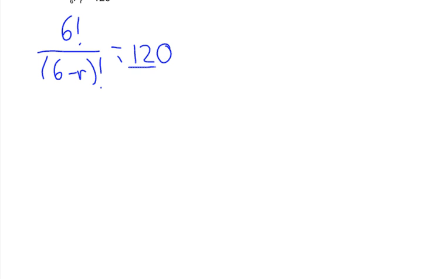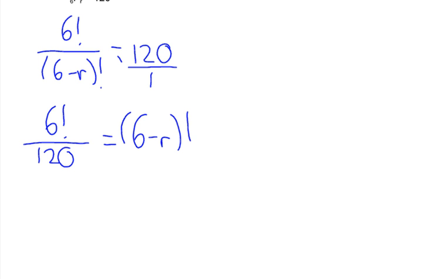I can cross multiply. So you can think of 120 as 120 over 1, and you can flip those. Does everyone understand how I got from this to this? Yeah. So we can multiply both sides by this value, 6 minus r factorial, and then we're going to divide both sides by 120, which brings it over here. Does that make sense?